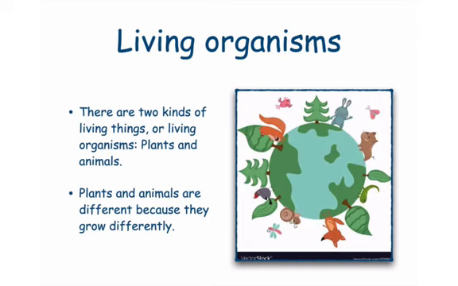Living organisms. There are two kinds of living things, or living organisms, plants and animals. Plants and animals are different because they grow differently.